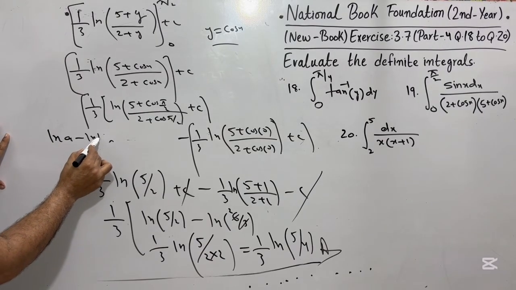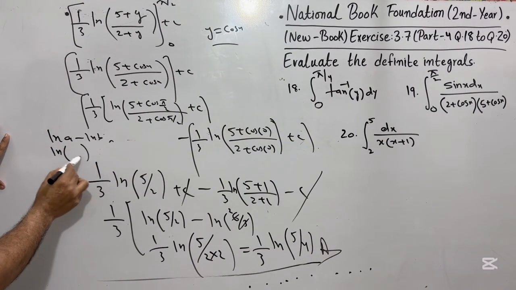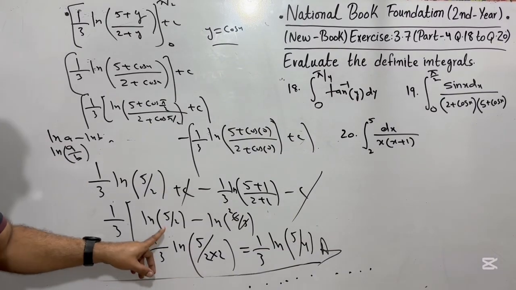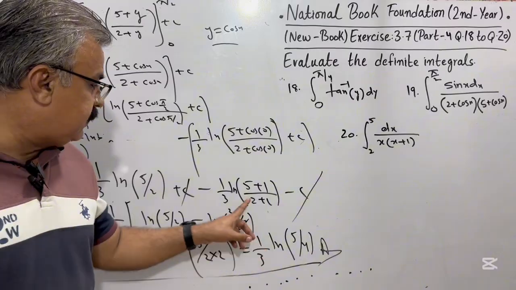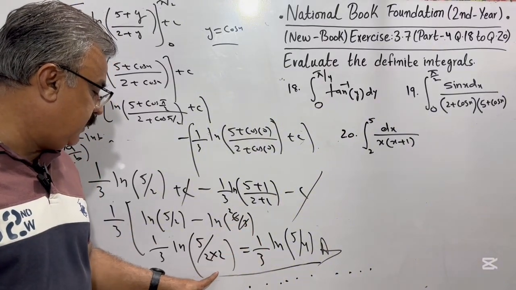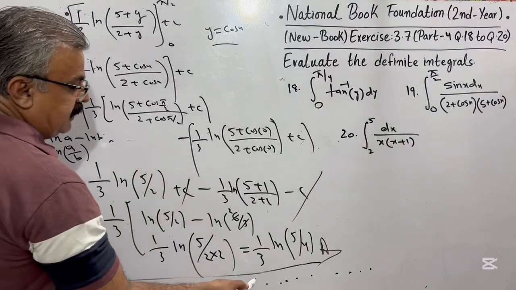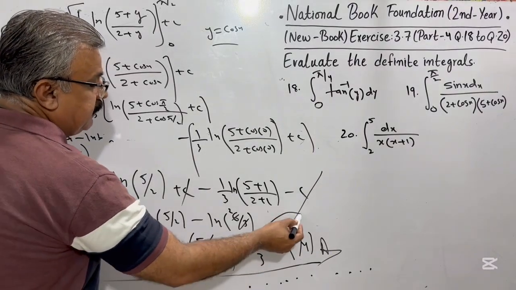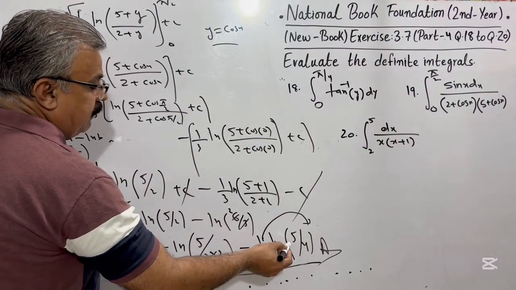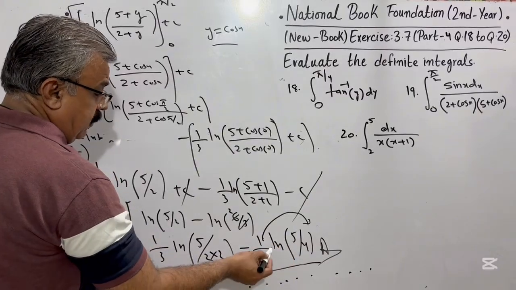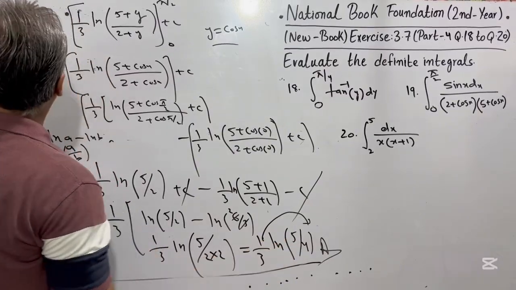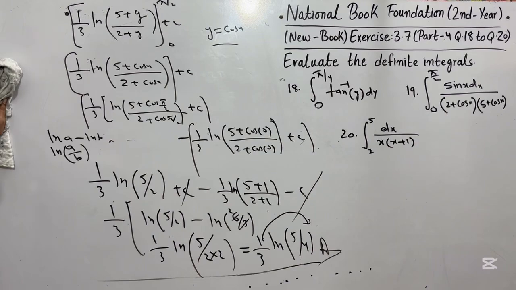Ln a minus ln b can be written in a compact fashion as ln a over b. Here I have 5 over 2 already, and this 2 is also coming in the denominator. It will become 5 over 4. Or one can utilize the property of logarithm: power can be converted to coefficient. Log of the cube root of 5 over 4, that is log of 5 over 4 and cube root. Final answer.